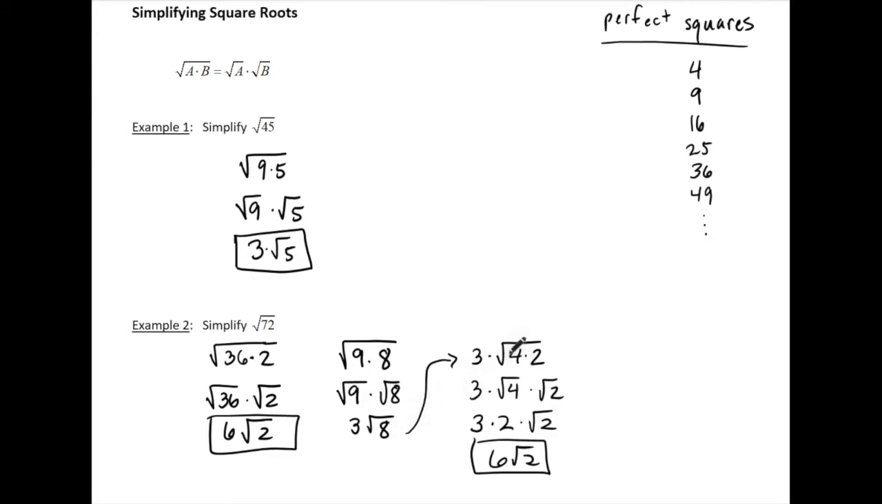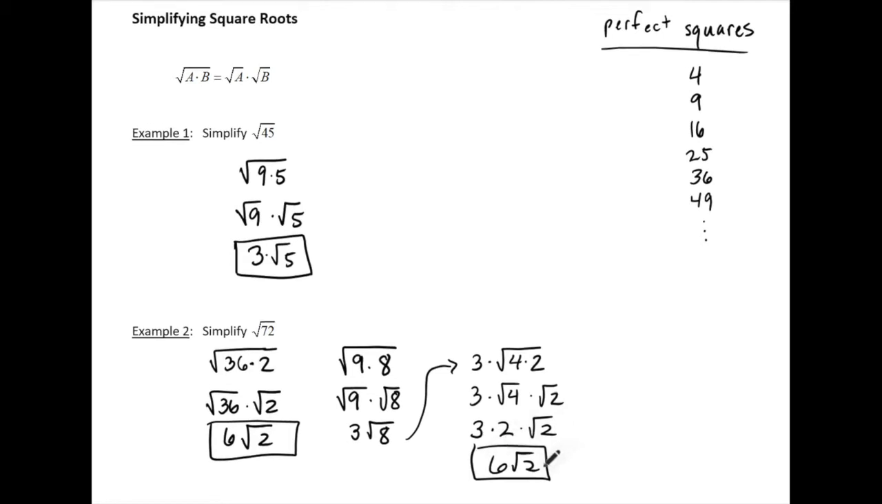Rewriting 8 as the product of 4 times 2, we can now split up the square root again between these two factors. The square root of 4 is equal to 2, so now we have 3 times 2 times the square root of 2, which is equal to 6 times the square root of 2. So you can see that it's faster if we start with the largest square root factor from this list.